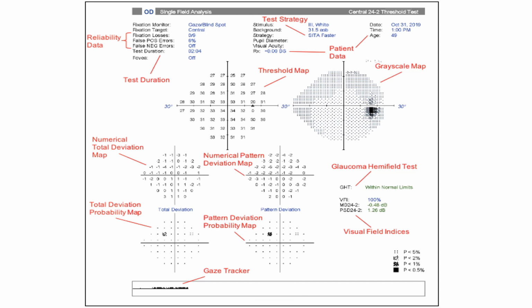Here you will find the total deviation map along with the pattern deviation map and the grayscale maps. Here you will see the glaucoma hemifield test along with the visual field index, as we said, the mean deviation with the pattern standard deviation, and here at the bottom of the printout you will see the gaze tracker. And now, by ending this lecture, you are able to understand every point in this printout.